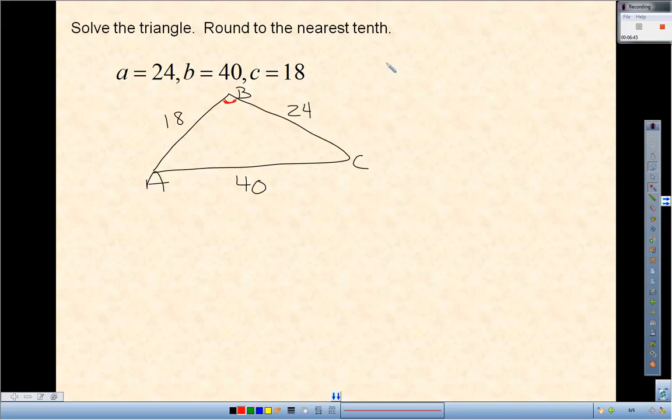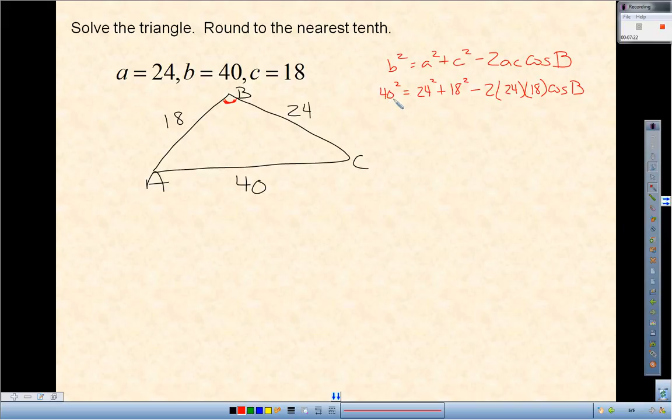Now, I'm just going to write out the formula so I remember it. B squared, in this case, so I'm trying to find angle B. B squared is equal to A squared plus C squared minus 2AC cosine of B. Now notice that B is what you're trying to find. So I'm going to have to do some manipulation once I start plugging this stuff in. Well, B in this case is 40, so I'm going to have 40 squared equals A in this case is 24, so 24 squared, plus C in this case is 18, so 18 squared, minus 2 times 24 times 18 cosine of B.